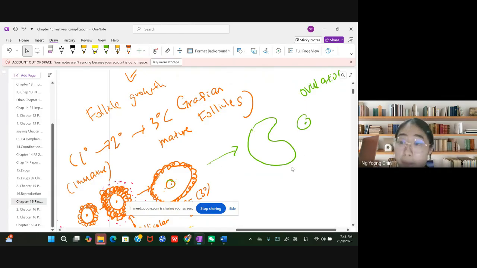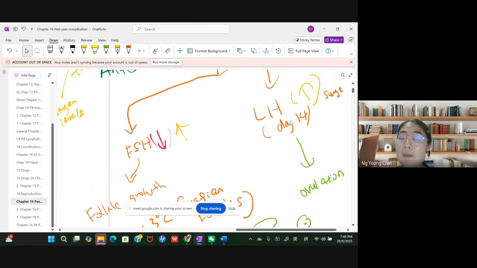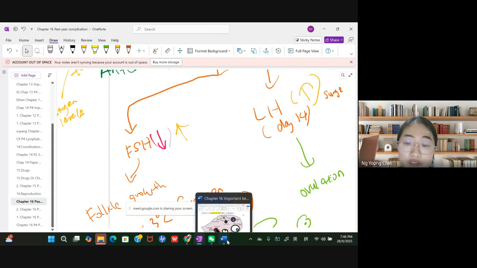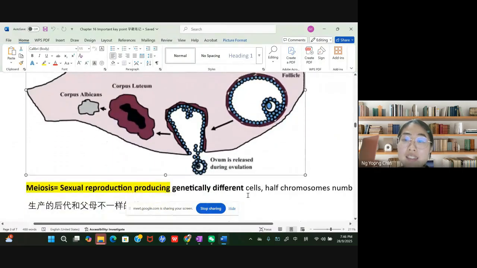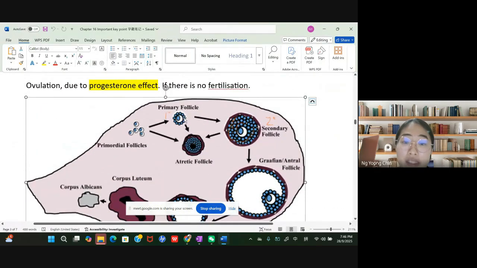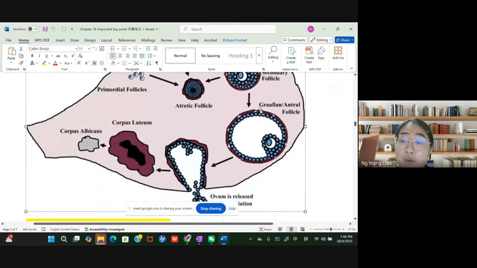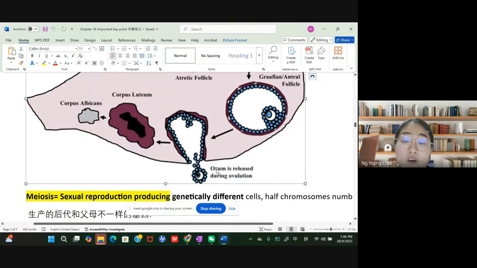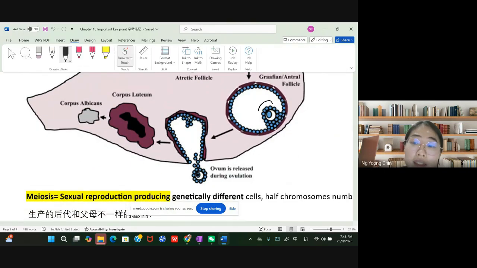Ovulation is stimulated by the LH, by this LH surge. So it's actually referred to this one. You can see, from the primary follicle, it becomes secondary follicle, becomes graafian follicle, which is mature, until it releases the ovum. They release this thing. The ovum is released during ovulation. So this is the ovum.